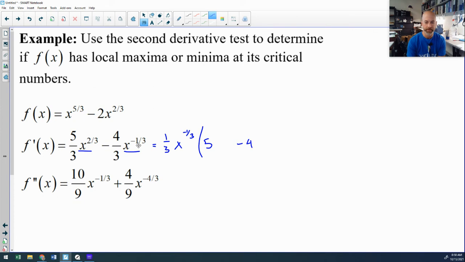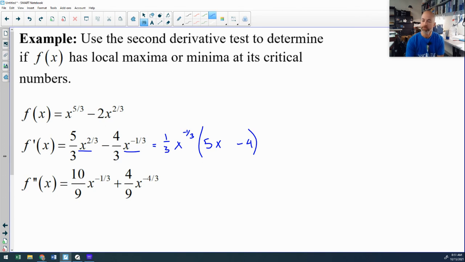And then I took out the x to the negative 1/3, so the minus 4 is by itself. For the 5, there will be a single x left over. And the way you can check that is if you multiply the x to the negative 1/3, negative 1/3 plus 1 is 2/3. So that would be the correct factoring for that.